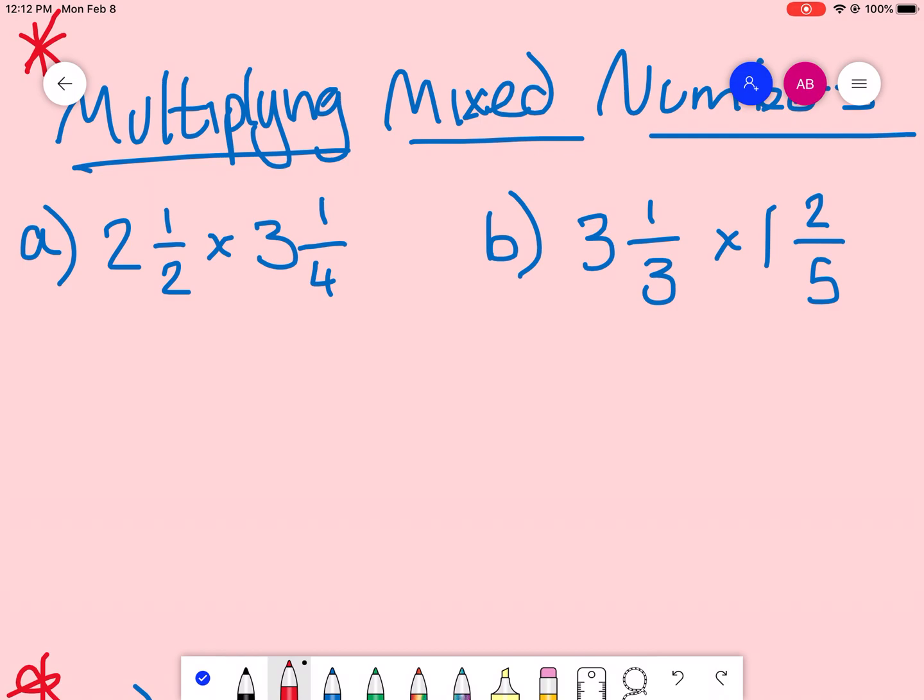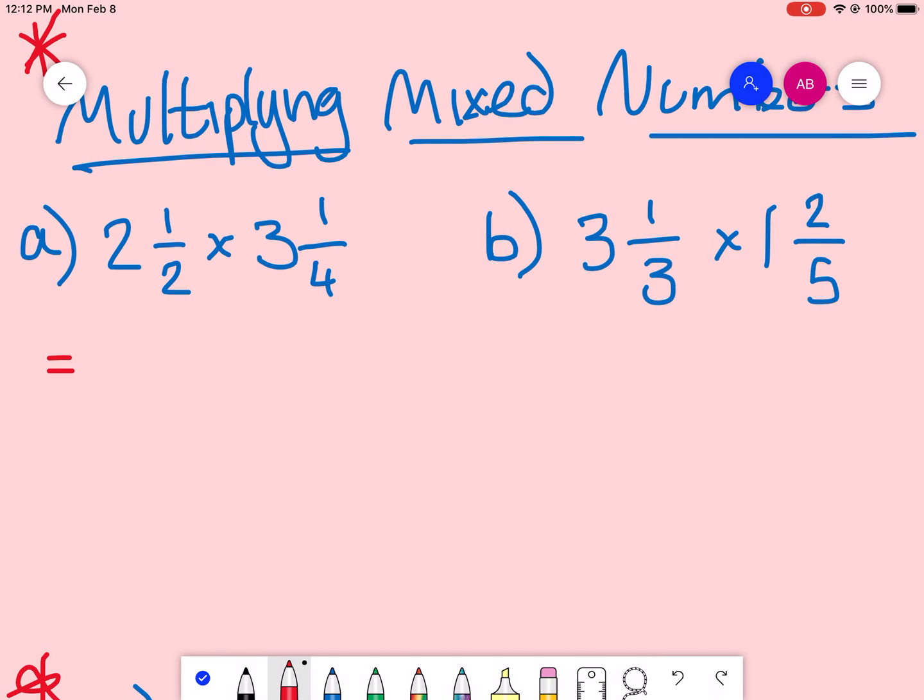So when multiplying mixed numbers, we have to change our mixed numbers to top-heavy fractions. When we're adding or subtracting, that's not a necessary step, it's just the easiest way to perform the calculations. But when we are multiplying, it's entirely necessary to change our mixed numbers into top-heavy fractions.